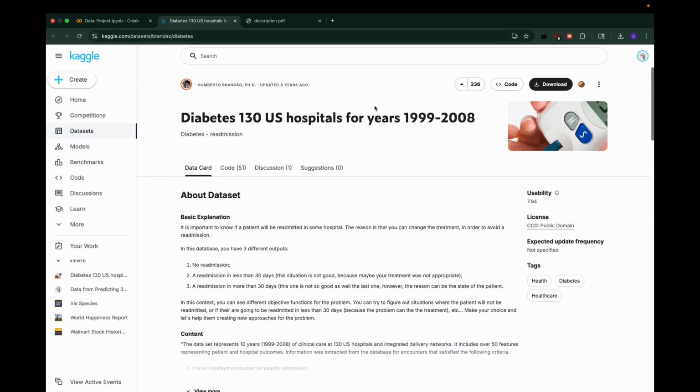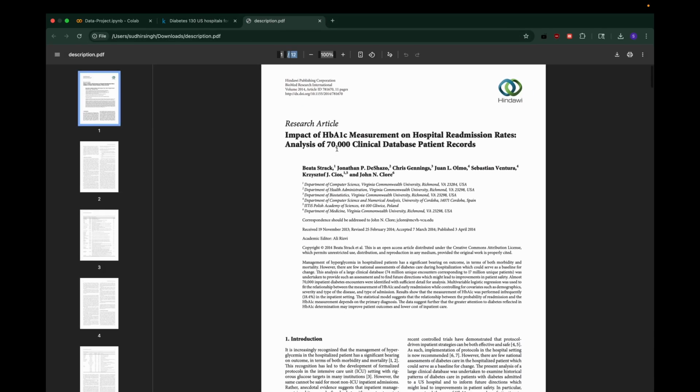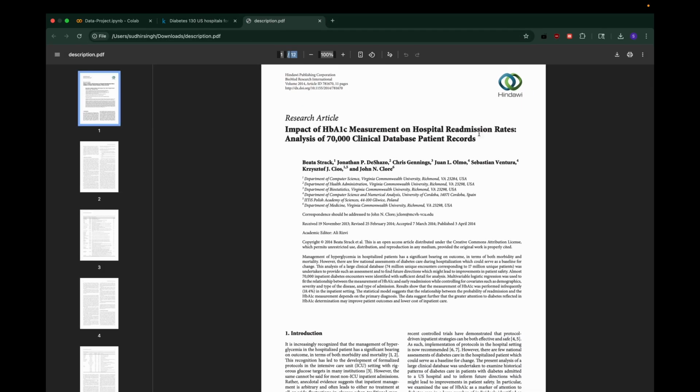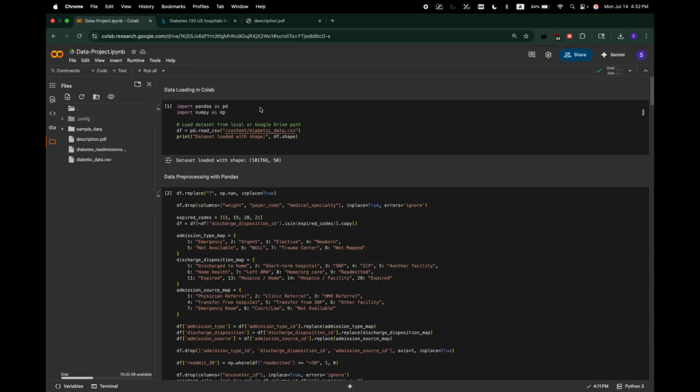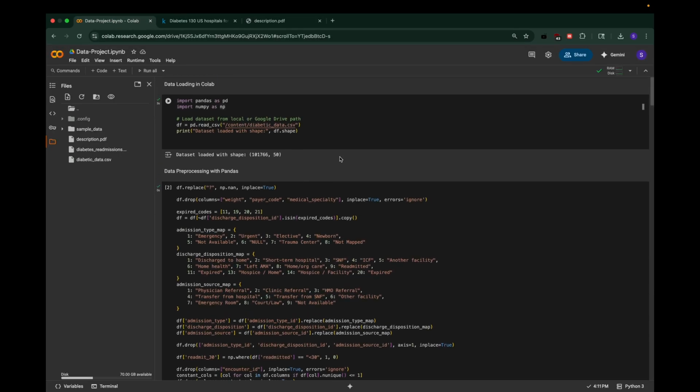Once you download this, it gives you a zip file with all the CSV files, and then there's also a study called the impact of HbA1c measurements on hospital readmission rates, analysis of 70K clinical database patient records. This research investigates whether HbA1c testing at the time of hospital admission affects 30-day readmissions in diabetic patients. That's cool. I did this project mostly to learn, since readmission within 30 days is a major quality and cost concern in healthcare.